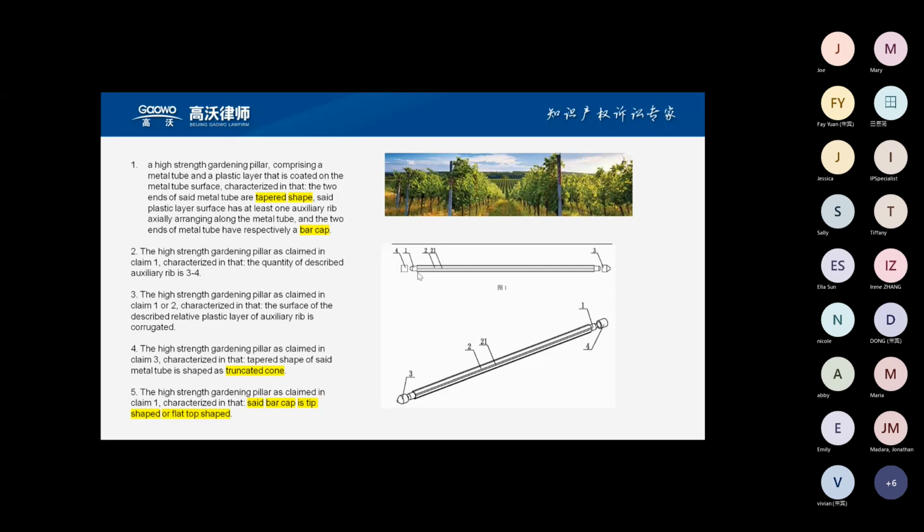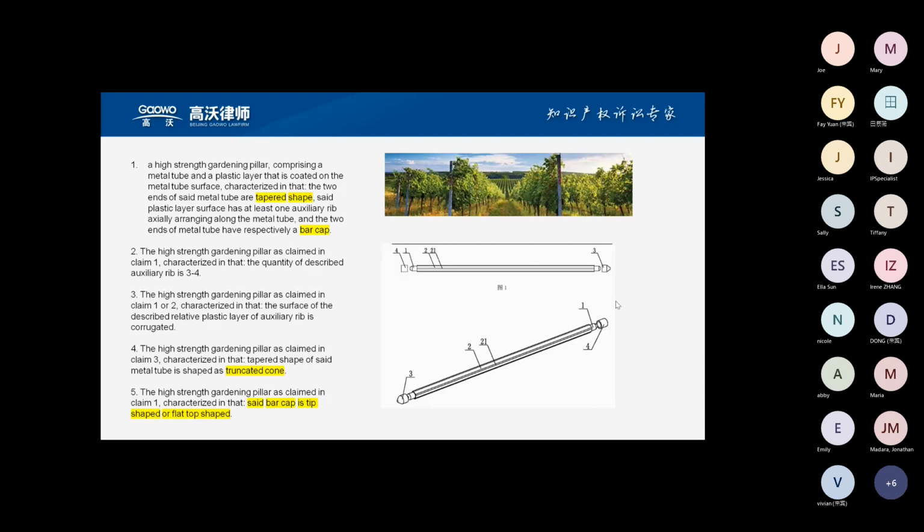I believe that the tapered shape includes all shapes, not necessarily as shown in the picture. It can be a truncated cone. It could also be a tip shape. It also can be spear shaped. When one of the ends of the metal tube is spear shaped, and the cap is put on either end, when you hammer the metal tube into the soil, I think it's very easy for the cap to be broken. I think you can make sense of this.